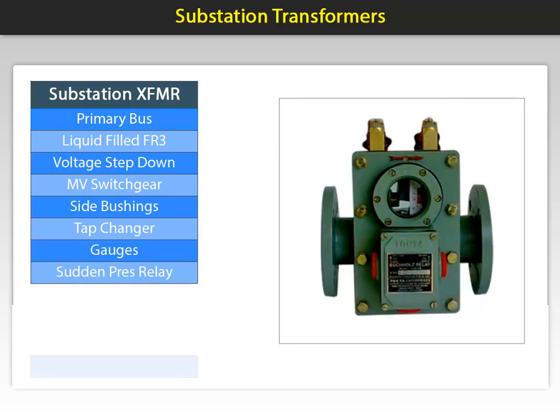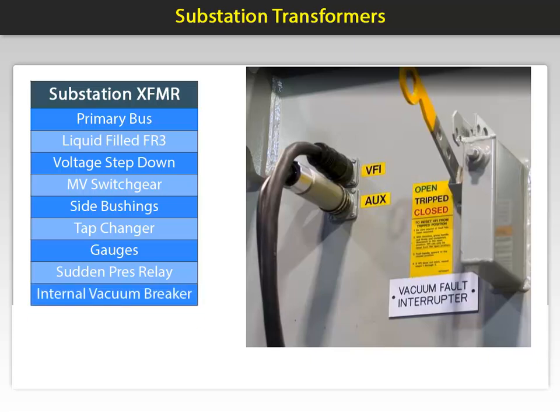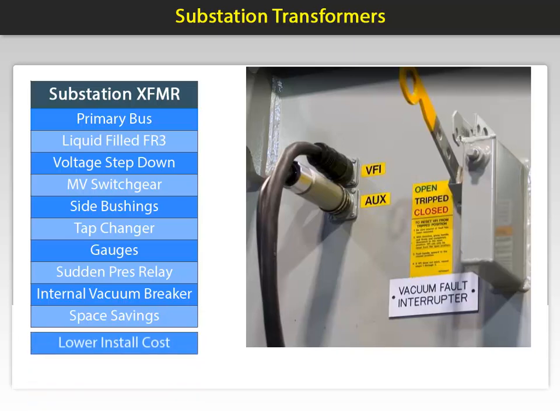Manufacturers like Eaton can supply a vacuum breaker within the tank frame, reducing the footprint required for equipment as well as eliminating the need for a busbar that would normally go between the load side of the breaker and the primary bushings of the transformer. This provides a lower installation cost.